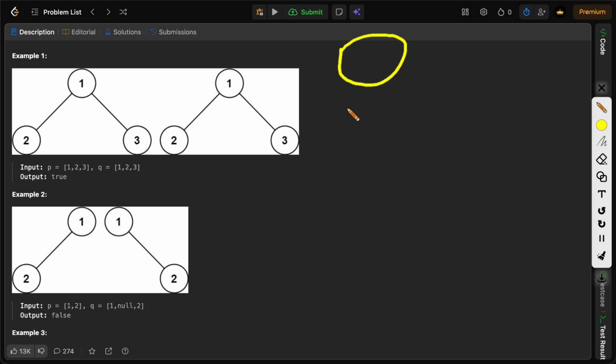So now we need base cases, and we will consider three base cases. This is our first tree and this is our second tree, and like I told earlier, if the first tree has some value and the second tree does not have any value, like it is null, then... I would like to show you the code directly.